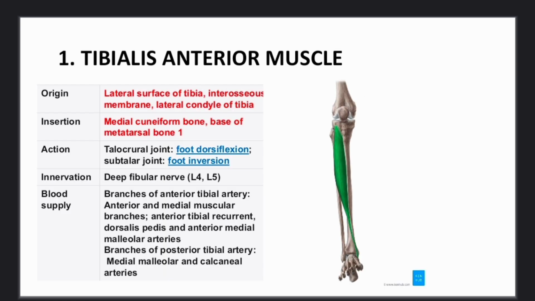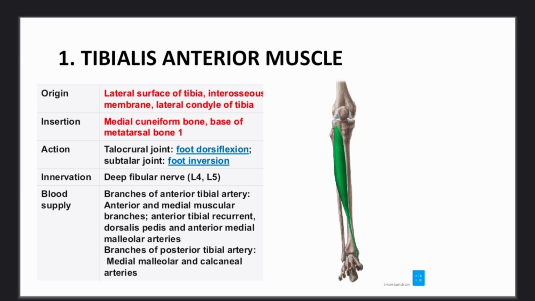First one is tibialis anterior muscle. Origin. It originates from the lateral surface of the tibia, the interosseous membrane, and the lateral condyle of the tibia. Insertion. It is inserted into the medial cuneiform bone and the base of the first metatarsal bone. So actions. At the talocrural, that is ankle joint, it causes dorsiflexion of the foot, which means lifting the foot upward. Okay, remember. At the subtalar joint, it causes inversion of the foot, which means turning the sole of the foot inward. So innervation, the muscle is supplied by the deep fibular nerve.